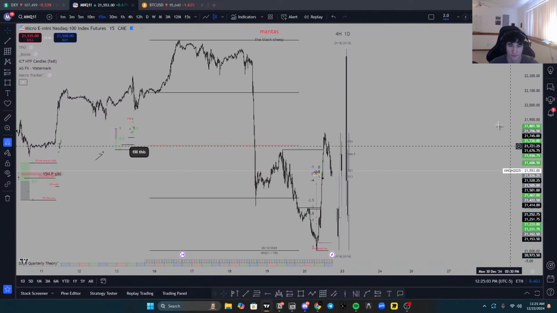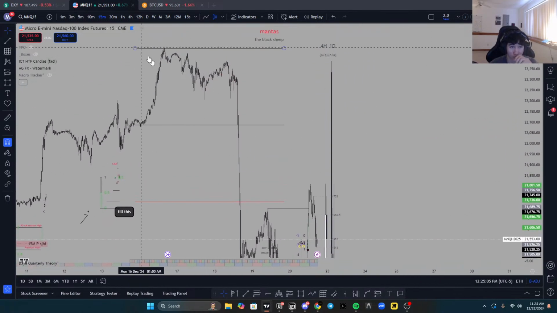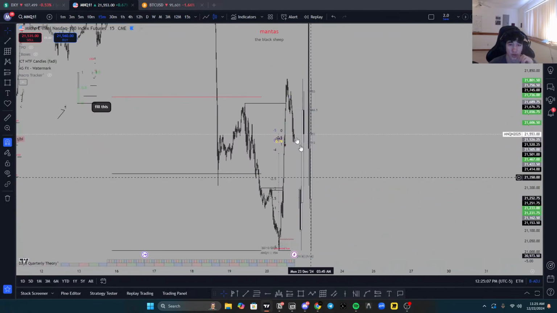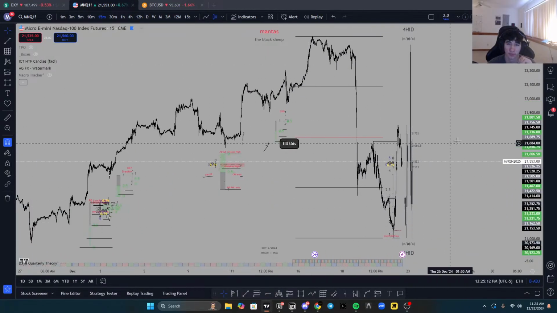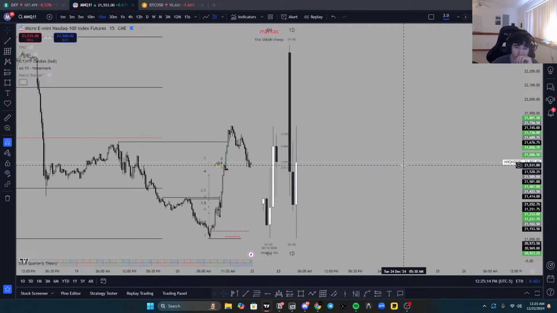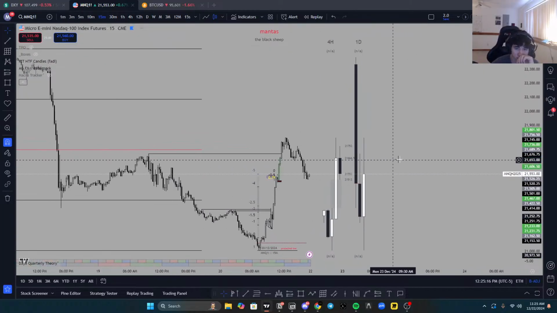So it would be a sell model now, right? From here, this is a sell model. This is looking more like a buy model, or just a retracement of the sell model. So an internal buy model. Well, after running that high, it would turn into a sell model, right? Yes. Okay, thanks.